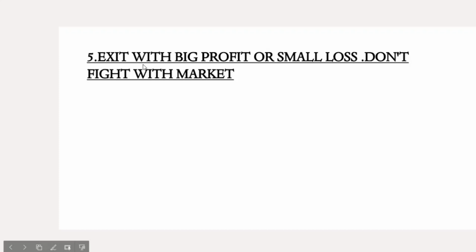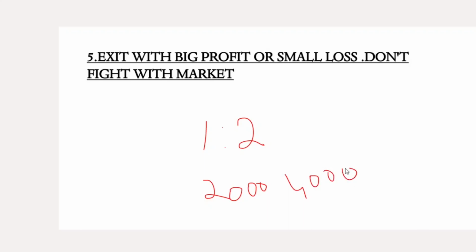The last point is exit with big profit or small loss. Don't fight with the market. That is what I said, 1:2 risk reward ratio. If you are taking 2000 rupees risk, you should exit with 4000 rupees. You should not risk 2000 rupees and your profit should be 2000. You should always think about 2000 to 4000. If you are risking 2000 rupees, then your target should always be more than 4000 rupees. You should always think about 1:2 risk reward ratio.